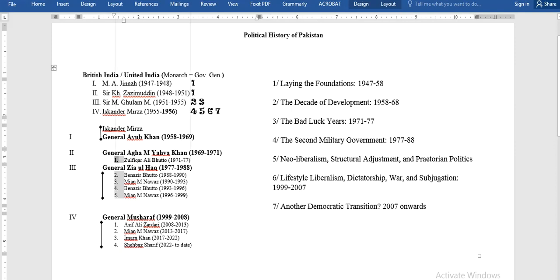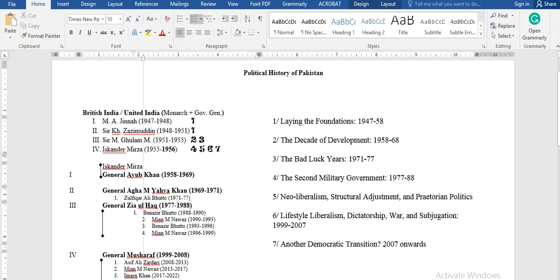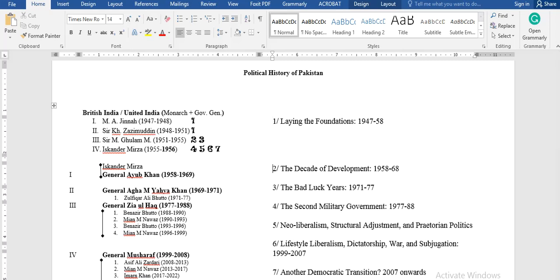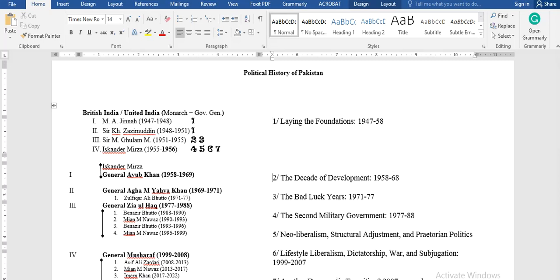Now here we link it. Let me correct this numbering. Right, so the first heading is about laying the foundation, and this period belongs to 1947, since independence, to 1958. So all of the initial period of instability relates to this decade.